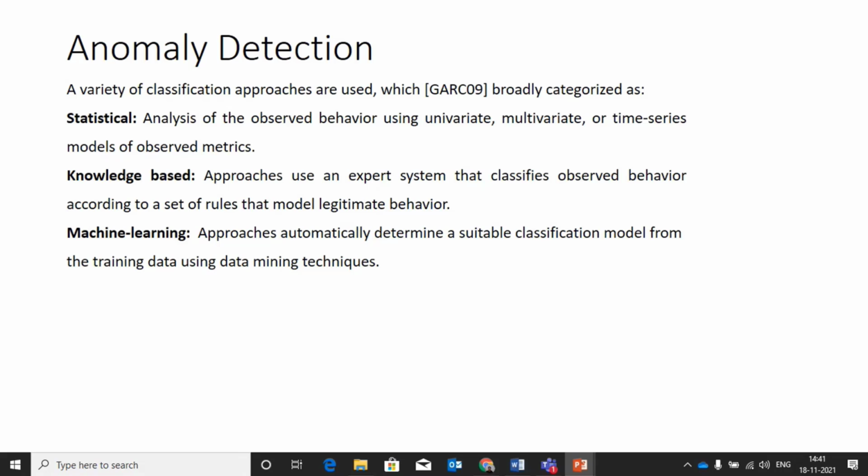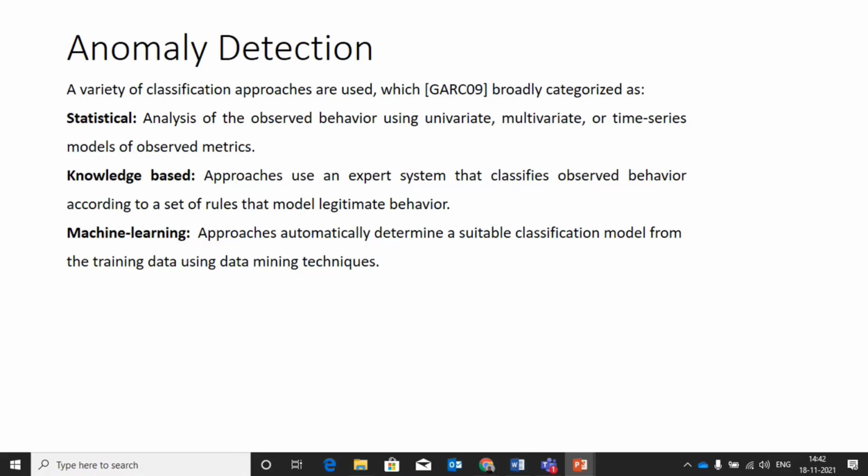Anomaly detection is performed in various ways. In anomaly detection, you can go with the statistical method. With the statistical method, we observe the behavior using univariate, multivariate, and time series models and various other things. That means on the ground of mathematics, we can analyze the result and figure out what is happening, using probability and other things. The knowledge-based approach is one that uses an expert system.